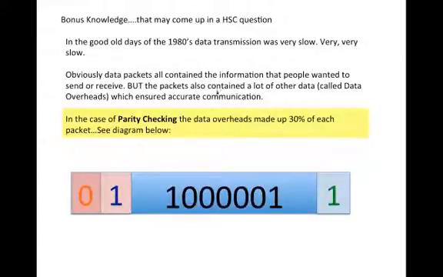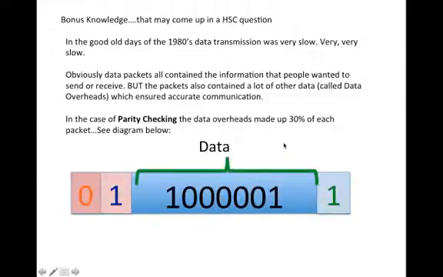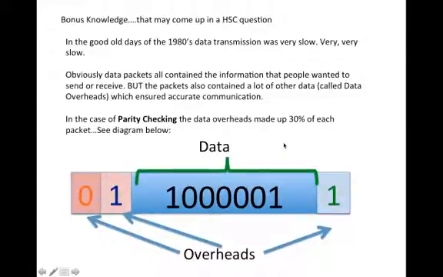So here's my packet. I have my 7-bit ASCII code, and that's the data. And I have 3 pieces of data which are the overheads: the start bit, the parity bit, and the stop bit. They're not part of the actual data itself, but they are needed to ensure that the message gets through. And that's 30% of this data packet. So that's quite a lot of data overhead.